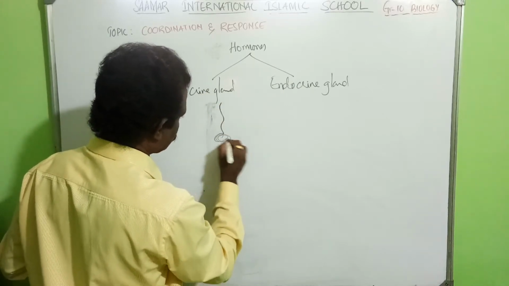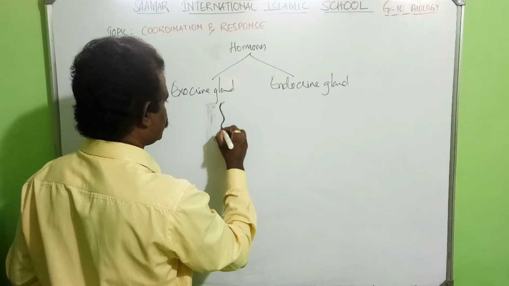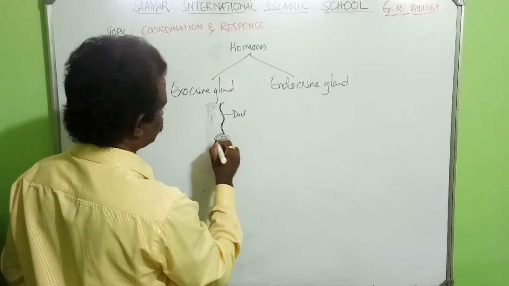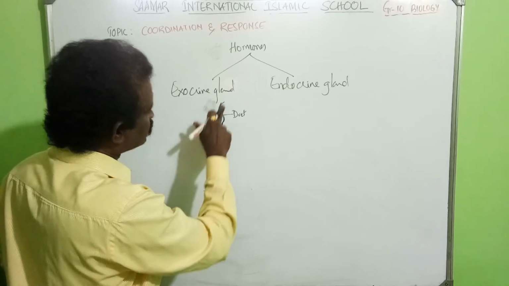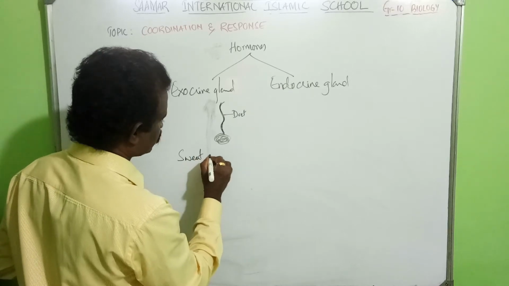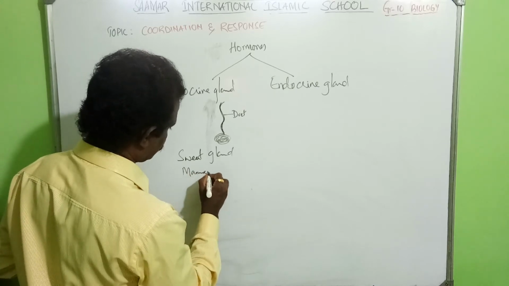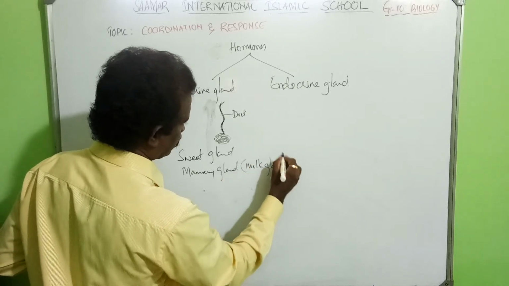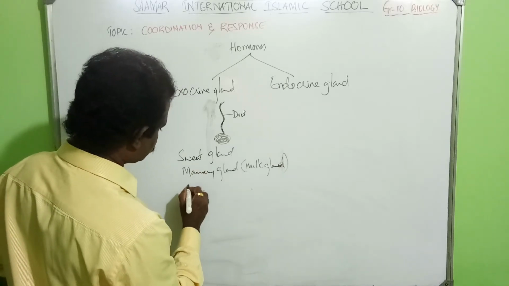This is a tube. Through this tube the liquid passes out. Now this is called a duct, D-U-C-T, duct. Now this is the gland here. For example, an exocrine gland is a gland where the duct is present. For example, sweat gland. Mammary gland, that is milk gland. Next, sebaceous gland.